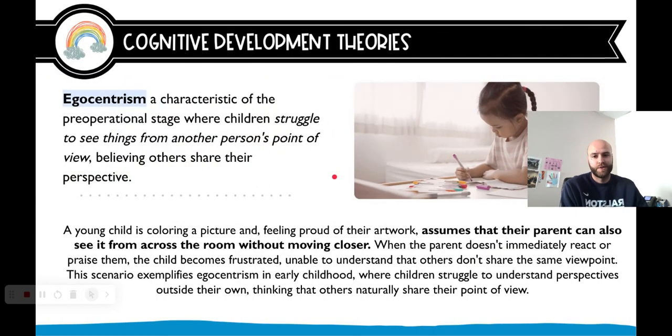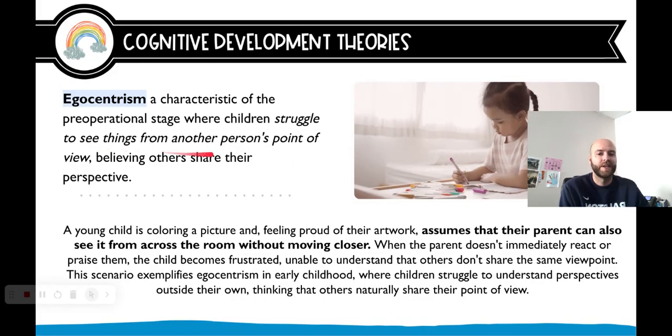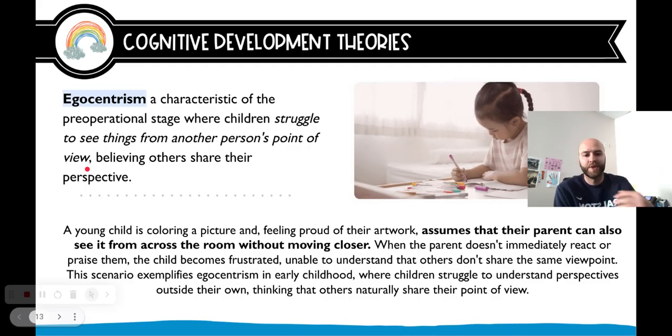And then we have egocentrism in this stage as well. Egocentrism is the stage where children struggle to see things from another person's point of view. They're egocentric. They think everyone knows what they know, right?